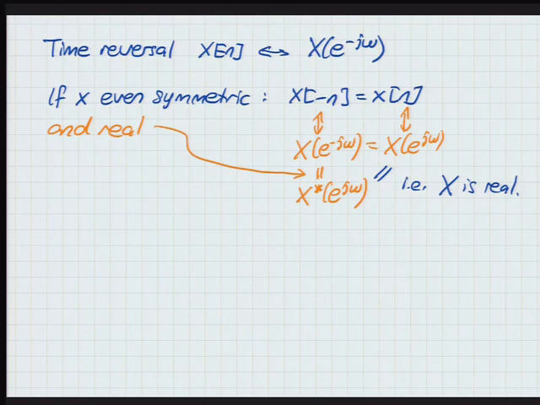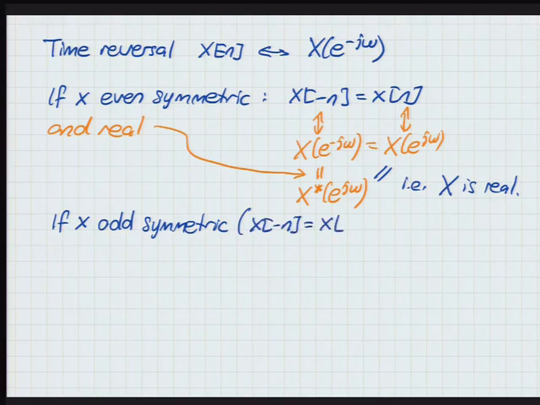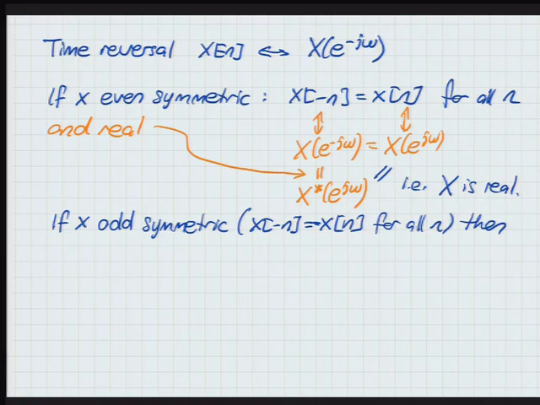You can similarly argue that if x is odd symmetric, meaning x of negative n is equal to negative x of n, for all n, of course, not just for any n, for all n, then by similar arguments, you'll find that the Fourier transform, big X, is equal to negative X star. That makes it purely imaginary, right? Then X is purely imaginary.